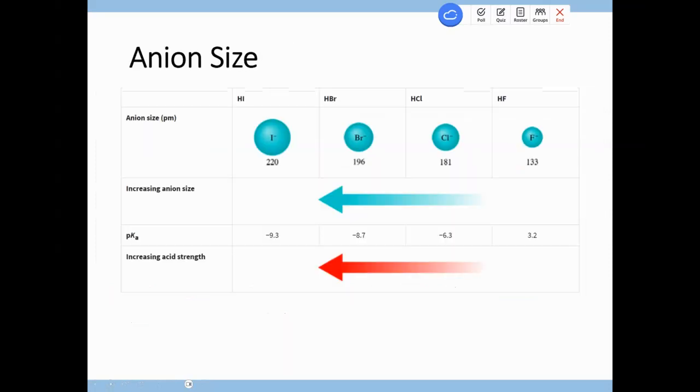Okay, another trend is the anion size, and we're going to think about this in 2 ways.